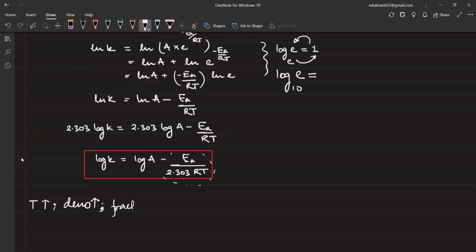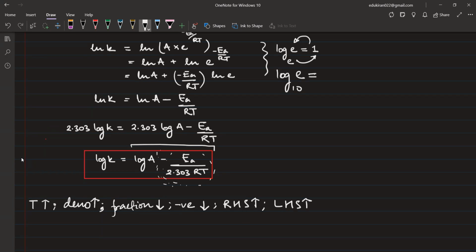The fraction value decreases. If the fraction value decreases, that means the negative part value is also decreasing. If the negative part value is decreasing, that means this complete thing, the RHS, is increasing. And if the RHS is increasing, obviously the LHS will also increase.